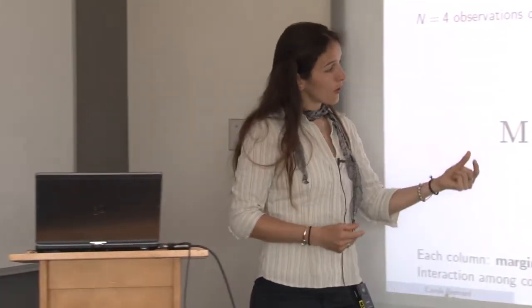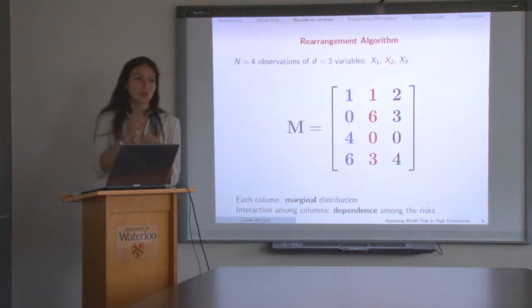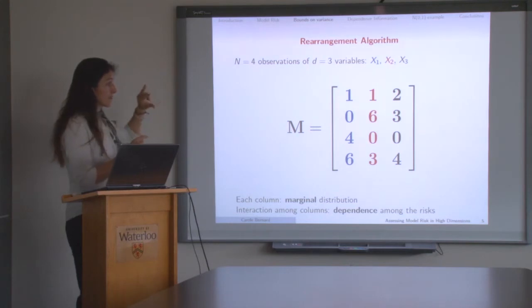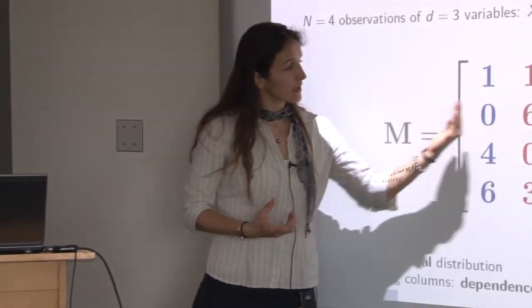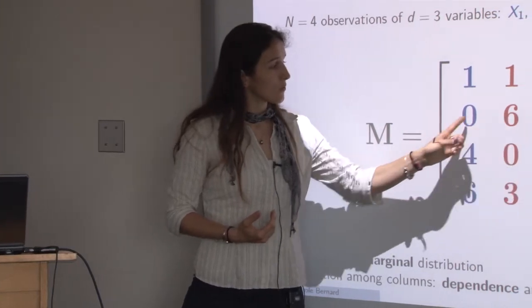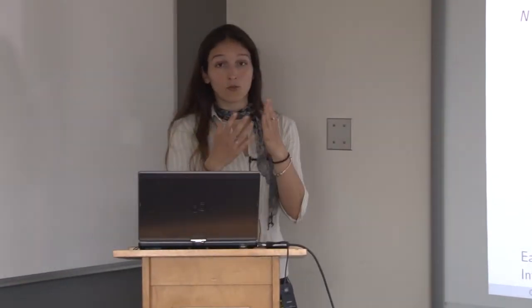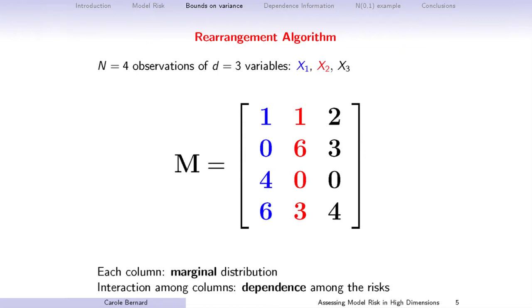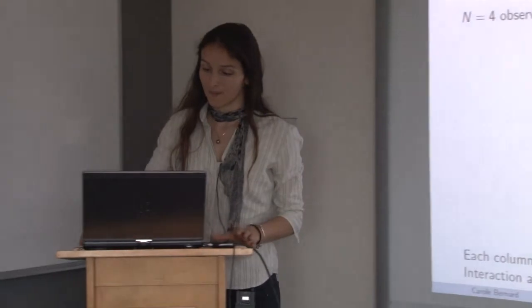Each column, the values in the column, represents the marginal risks. So 1, 0, 4, 6 are the 4 values taken by x1. You can think of x1 as a distribution that takes 4 possible values with probability 1 over 4. How do we see the dependence here? We see the dependence in how the columns interact with each other. So, for instance, when x2 is 6 here, we see that x1 is 0, so they are moving kind of in opposite directions. And we're going to fix the marginals, which means we're going to fix the values within each column, but we're going to shuffle within a column so that the dependence changes, but the marginals stay the same.